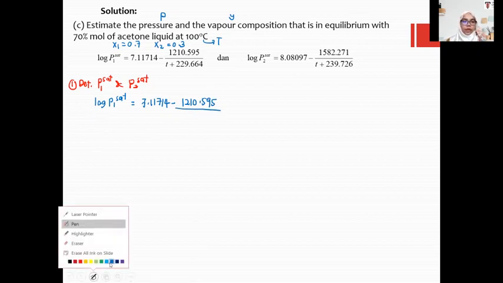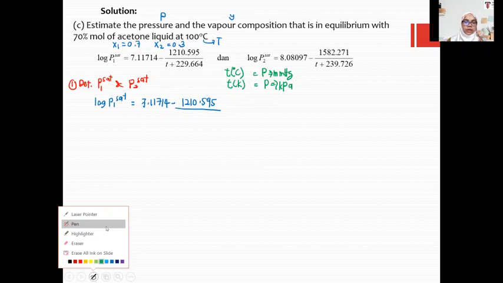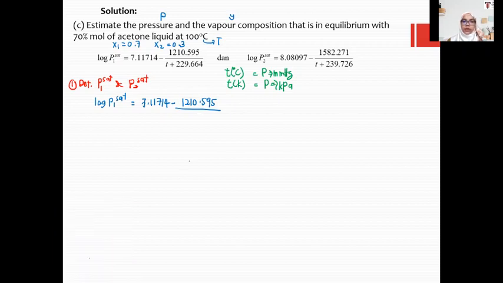Please remember that if the temperature is in degrees Celsius, the pressure will be in millimeter of mercury. But if the temperature is in Kelvin, you get the saturation pressure in kilopascal. So standardize your unit. Since it doesn't mention the unit for the pressure, you can use 100 degrees instead of converting it into Kelvin. Plus 2.